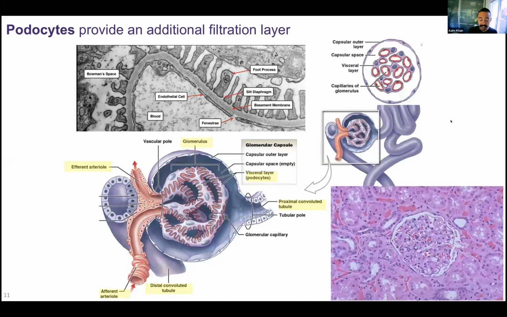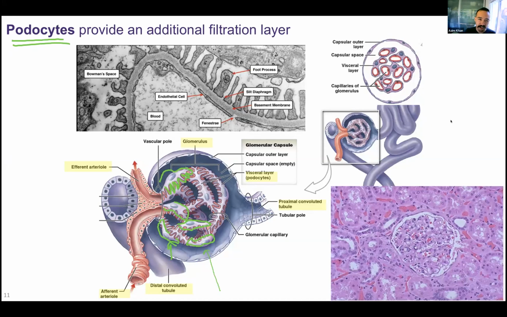What we can find here in our Bowman's capsule surrounding the glomerulus are special cells. I'm pointing to them in green. Do you see them? They're colored purple on the illustration. These purplish cells with really long grappling extensions look like they're just holding on, surrounding the glomerular capillaries. They are called podocytes, literally meaning foot cells.